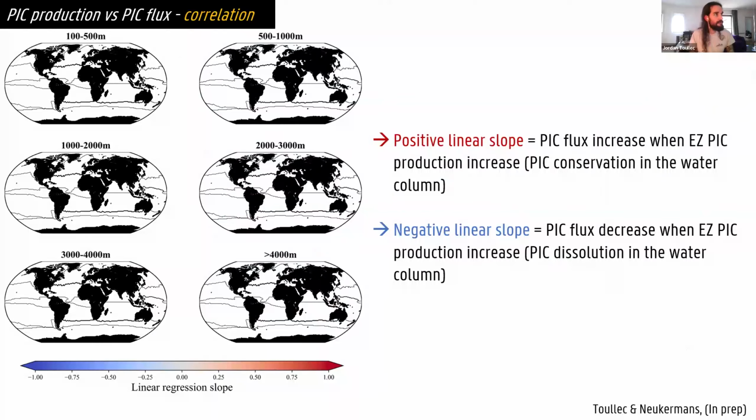So on this graph, I will show you how the relation between PIC production and flux varies between the different regions. When we have red colors, it means that we have a positive linear slope, meaning that the PIC flux increases when euphotic zone PIC production increases. And when it's blue, it means that we have a negative linear slope, meaning that the PIC flux decreases when the euphotic zone PIC production increases. So it probably means that we have a dissolution process occurring in the water column.